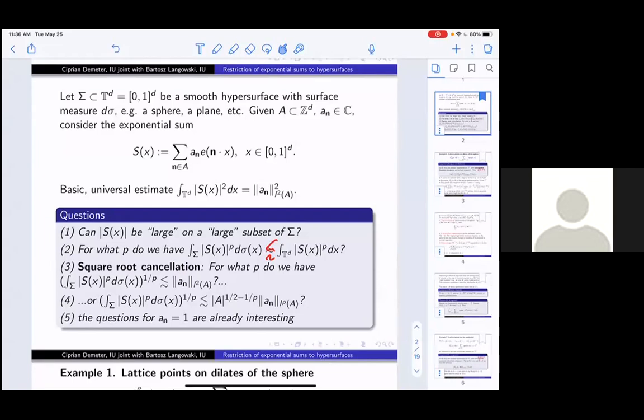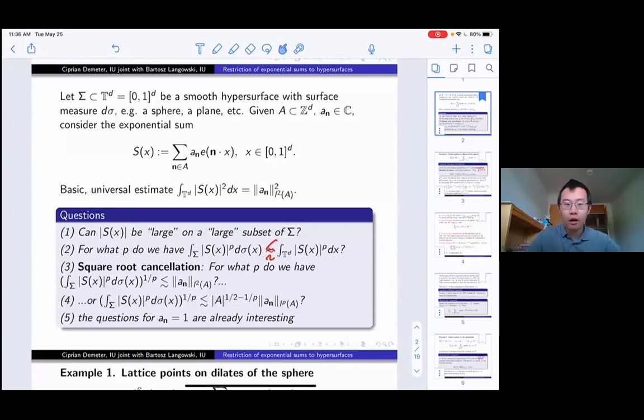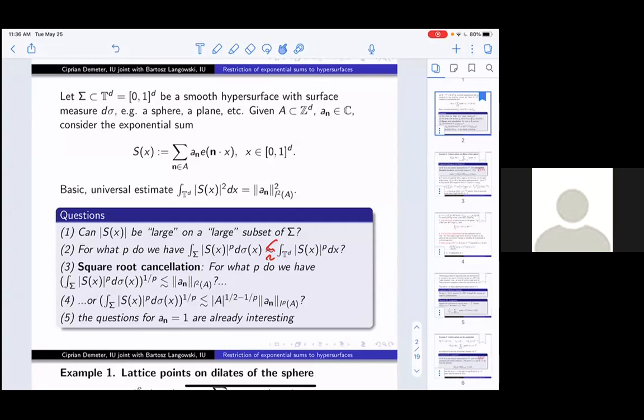Okay, any question so far? What are the capital A usually in your mind? Well, I'm going to give you the examples.